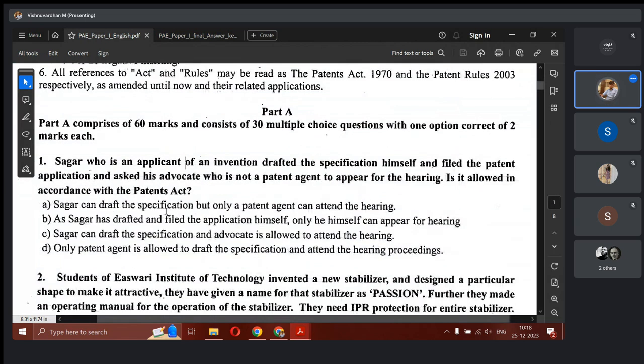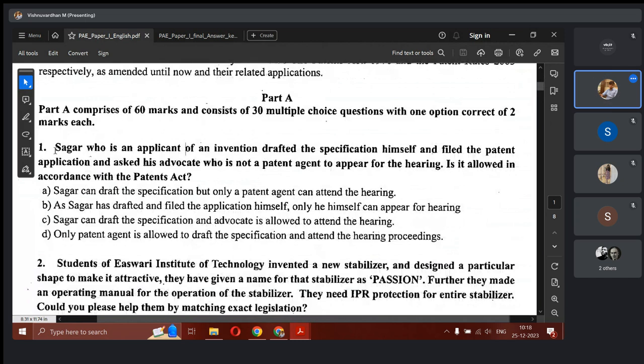Cool. So first question, we'll go slowly. Sagar, who is an applicant of an invention, drafted the specification himself and filed the patent application and asked his advocate, who is not a patent agent, to appear for the hearing. Okay. Is it allowed in accordance with the Patents Act?